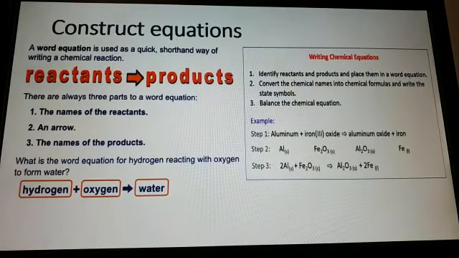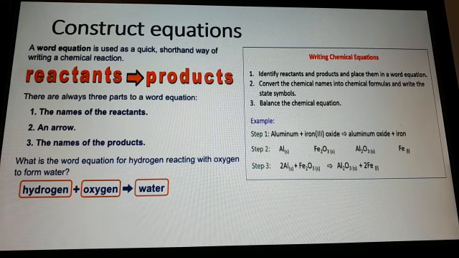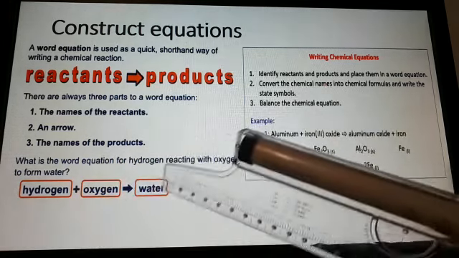Next one, construct an equation. A word equation is used as a quick shorthand way of writing the chemical reaction. You know that in a chemical reaction there are some reactants, and after the reactants mix together we get products. There are always 3 parts in a word equation: the name of the reactants, an arrow, and the name of the products. What is the word equation for hydrogen reacting? See, hydrogen plus oxygen gives water.